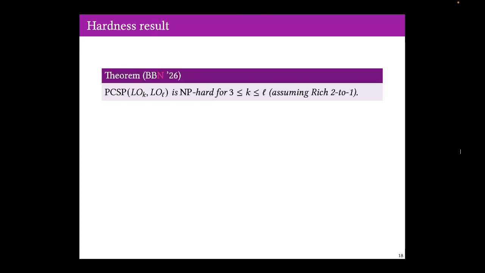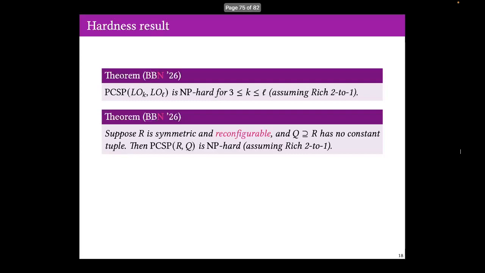Finally, let's discuss the hardness result we recently proved. PCSP of LO_k, LO_l is NP-hard for 3 less than or equal to k less than or equal to l, assuming the Rich 2-to-1 conjecture. How can we prove this? It turns out that we have a really big hammer for showing this kind of a hardness result. If the promise R is symmetric and reconfigurable, and I'll get to what reconfigurable means in a second, and Q has no constant tuple, then PCSP of R, Q is NP-hard, again assuming this Rich 2-to-1 conjecture.